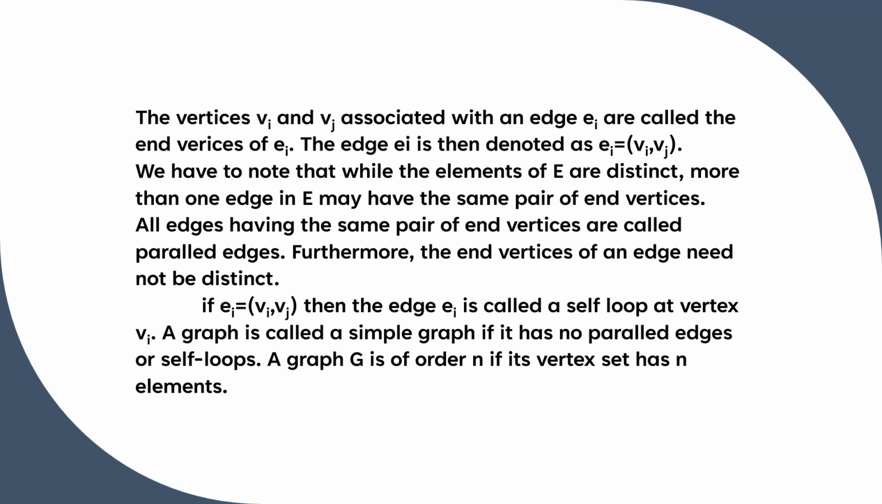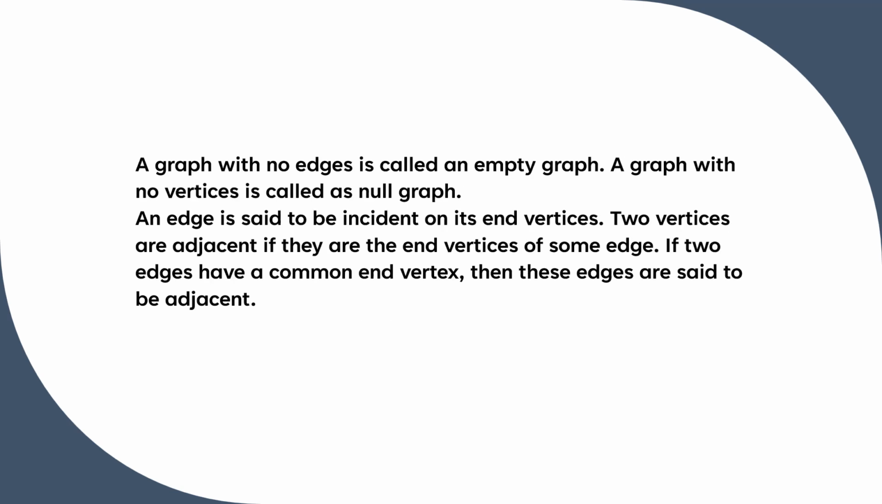Furthermore, the end vertices of an edge E need not be distinct. If Ei = (Vi, Vi), then the edge Ei is called a self-loop at vertex Vi. A graph is called a simple graph if it has no parallel edges or self-loops. A graph G is of order n if its vertex set has n elements. A graph with no edges is called an empty graph. A graph with no vertices is called a null graph.